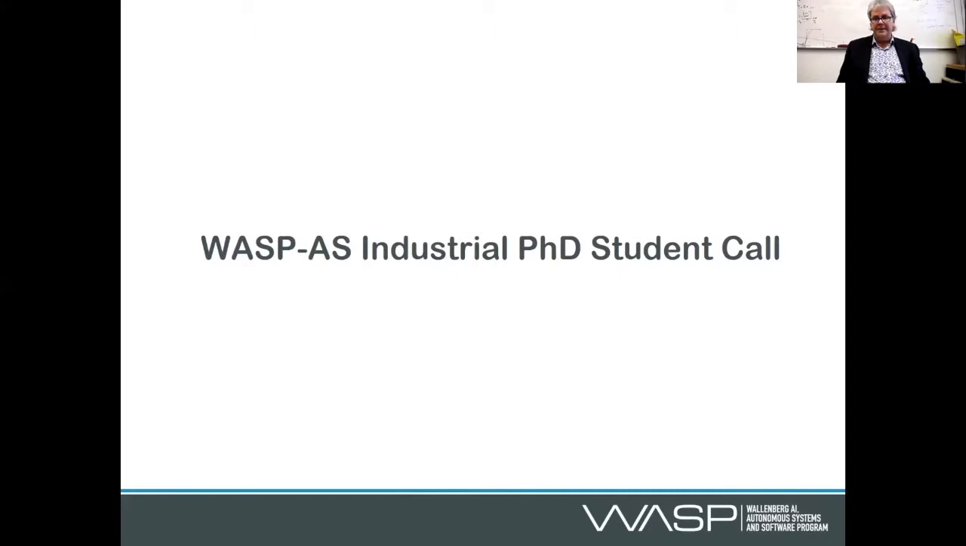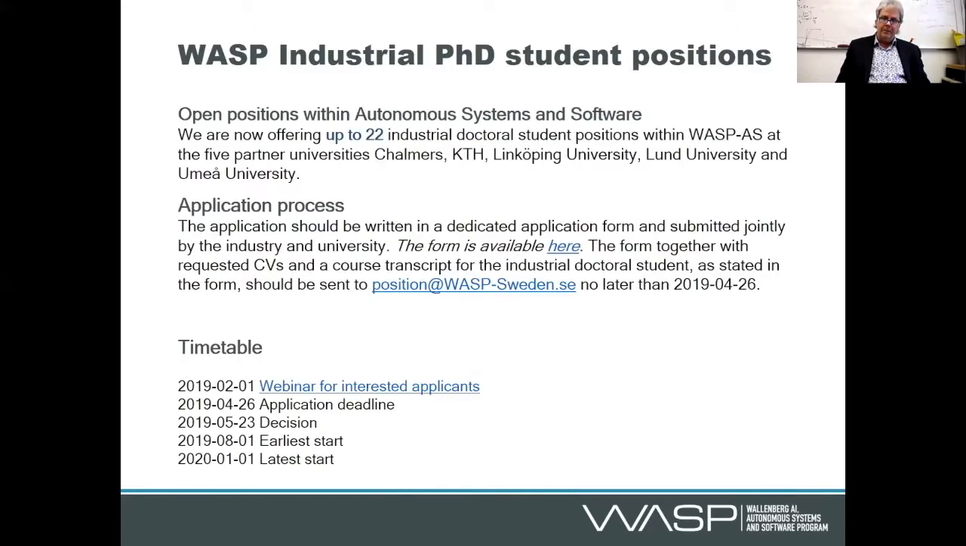Okay, that then leads us to the industrial PhD student call, the current call. So we are now offering up to 22 industrial PhD student positions within WASP AS at the 5 partner universities, Chalmers, KTH, Linköping, Lund, and NMU. In order to apply, there is an application form on the WASP Sweden pages, and we will go through that form. So what you do is that you submit the form together with CVs of the student, of the industrial supervisor, and of the university supervisor.